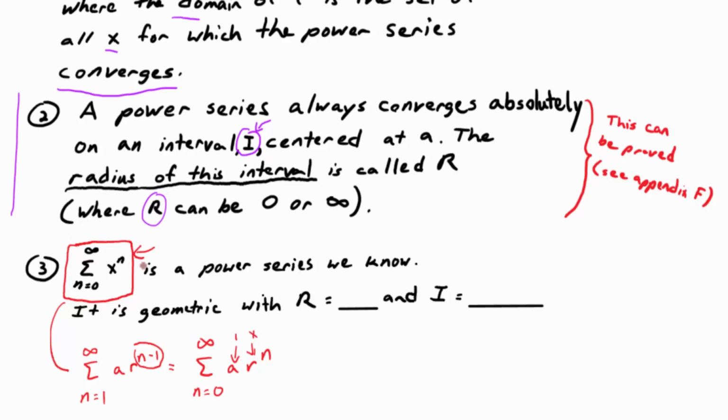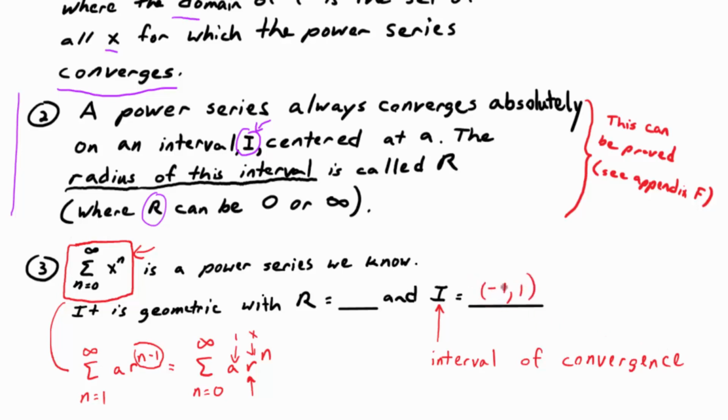It is geometric with capital R. So that's the radius of convergence. It's not the same as this lowercase r. Capital R, what's the radius of convergence? Let's start with I, which would be the interval of convergence. On what interval does a geometric series converge? Interval of convergence. So say that again, sorry. Negative 1 to positive 1. So the interval of convergence would be negative 1 to positive 1.